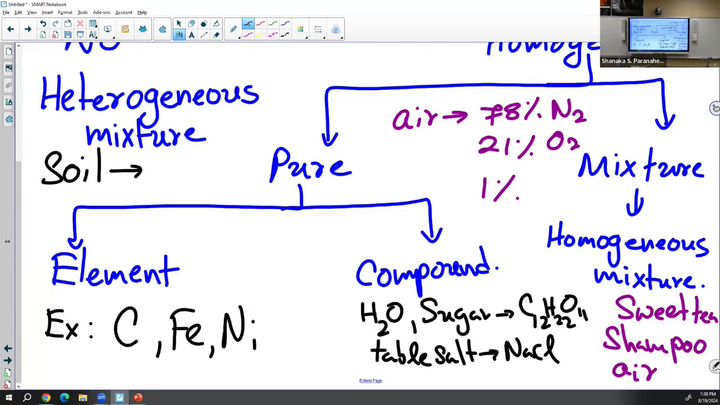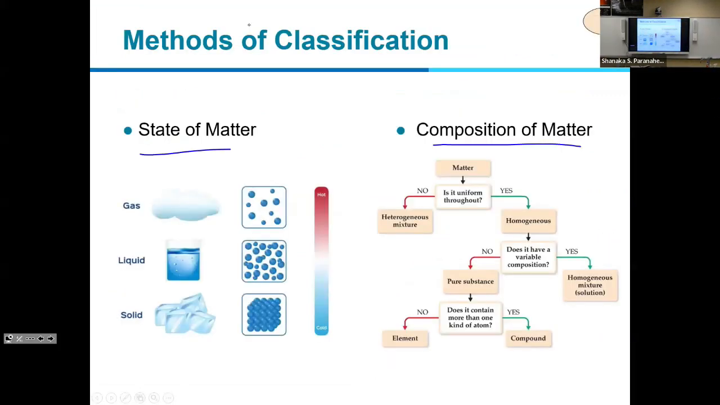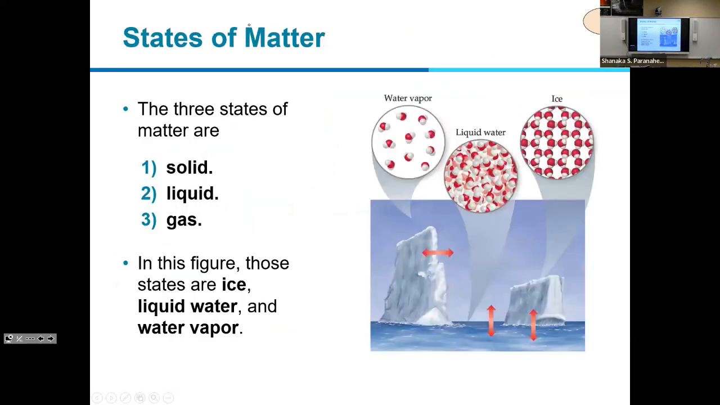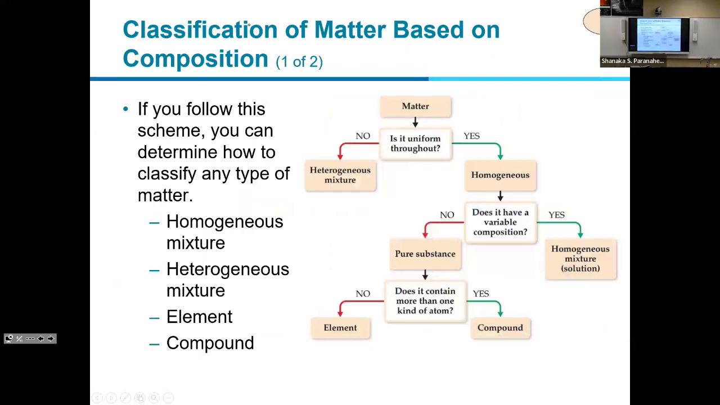So there will be a few questions from this classification in the exam. You will be able to identify which one is the homogeneous mixture, which one is the heterogeneous mixture, pure compound, and pure elements. You can see the definitions of these words in the next couple of slides. So this is the full classification based on the composition.